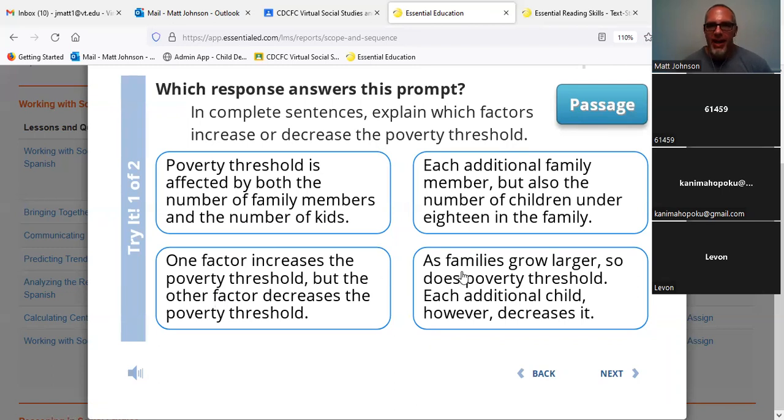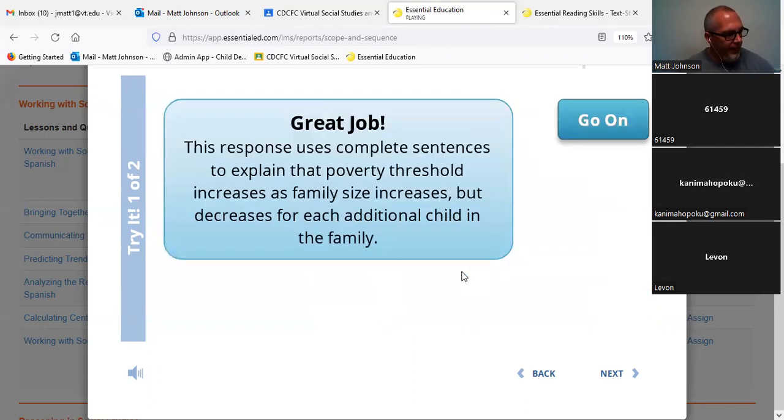So our best answer here, if you were to explain that information in just a sentence or two: as families grow larger, so does the poverty threshold. Each additional child, however, decreases it. Great job. This response uses complete sentences to explain that the poverty threshold increases as family size increases, but decreases for each additional child in the family. All right, so let's keep going here.